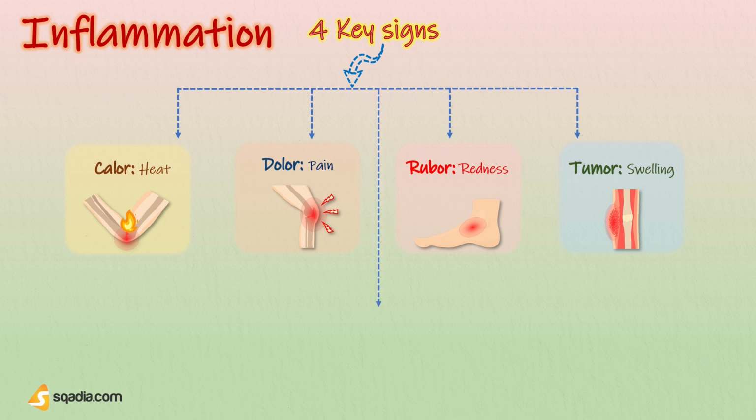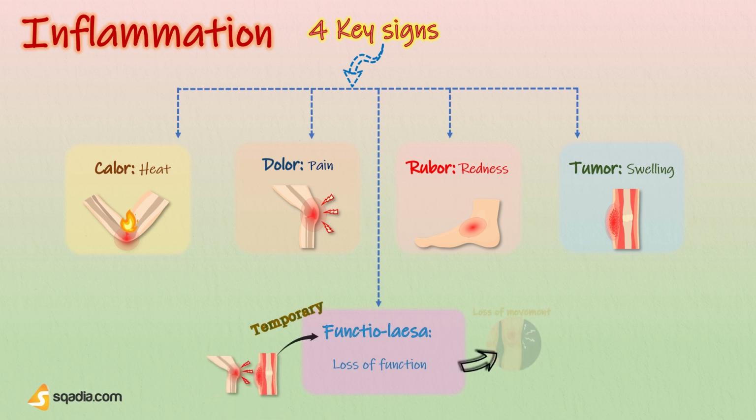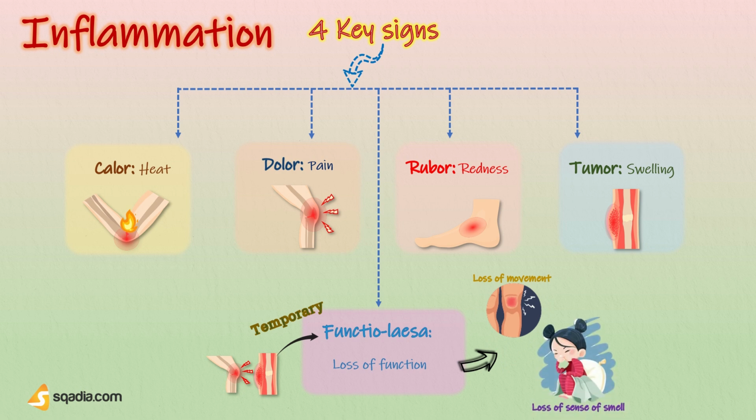Sometimes it leads to a 5th sign as well, that is, functio laesa, that is, loss of function. This loss of function in inflammation is temporary, and it can be due to pain or swelling. Examples of a loss of function include not being able to move an inflamed joint properly, having almost no sense of smell during a cold, or finding it more difficult to breathe during respiratory tract inflammation or bronchitis.